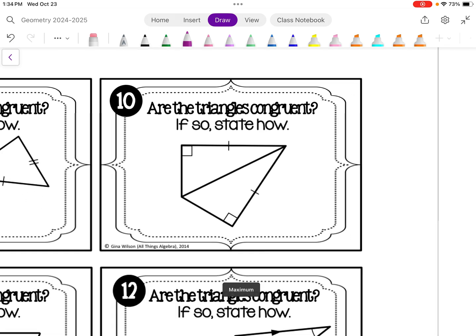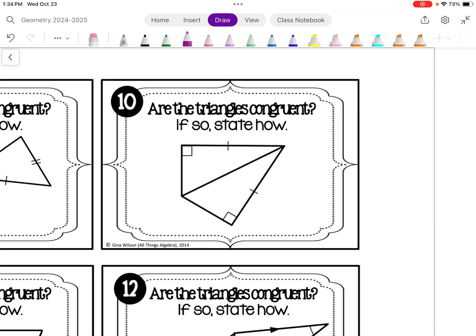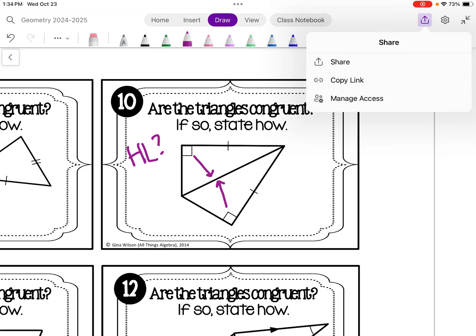The last one we're going to go over is number 10. Number 10 is a right triangle and a right triangle. So we always want to check and see if it's HL, hypotenuse, leg, meaning is the side across from the right angle, the hypotenuse? Are those congruent between the triangles?